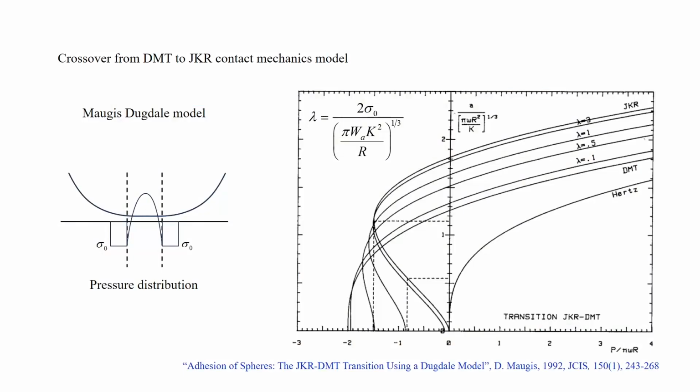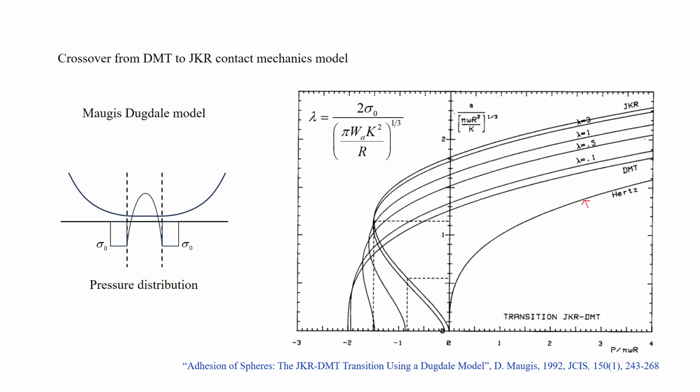We are at lecture 38 today, and we are discussing the crossover from the DMT to the JKR model as proposed by Moses. We discussed this plot in the last class, in which the y axis is the dimensionless radius of contact and the x axis is the dimensionless load.